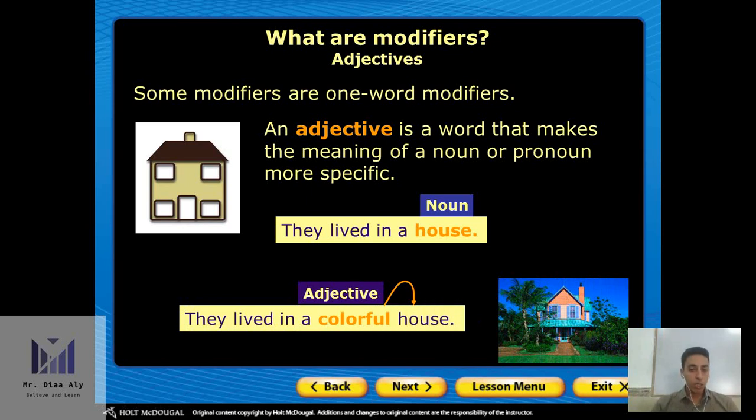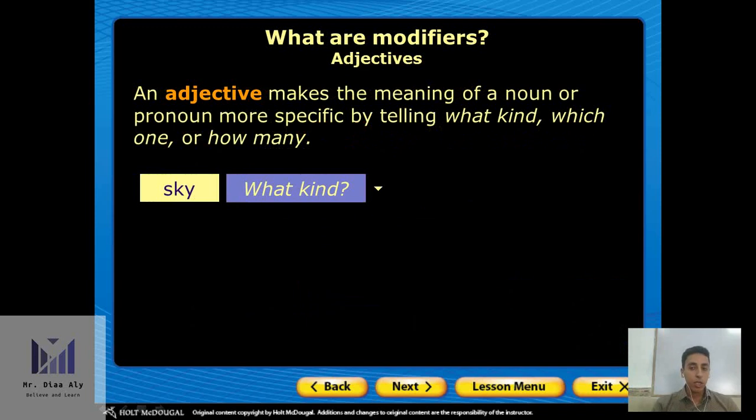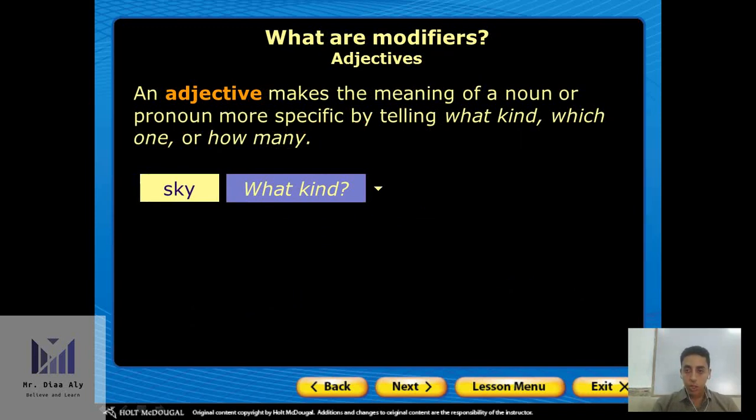Which house they lived in? A colorful house. Yeah, that's my adjective here. And don't forget, the adjective is just one word. So the adjective, mainly, you can use "which" to find it.